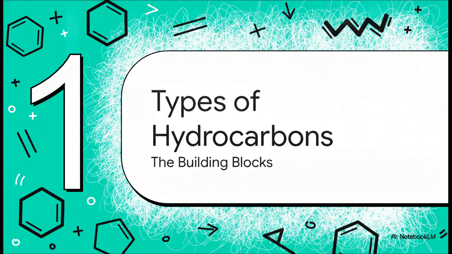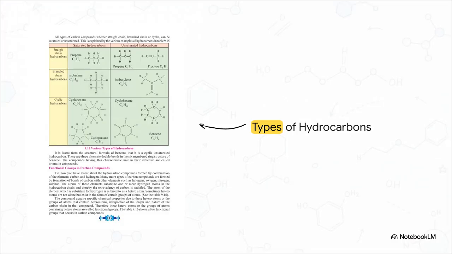Section 1. Types of hydrocarbons, the building blocks. We will begin our journey right at the foundation by exploring the basic shapes and bonds of carbon chains. Take a close look at this table. Observe how carbon compounds can form straight chains like propene, or branched chains like isobutane, or even cyclic chains. And notice those double and triple bonds present in the unsaturated alkenes and alkynes like propene and propyne? You see, the structure literally dictates everything about the compound.